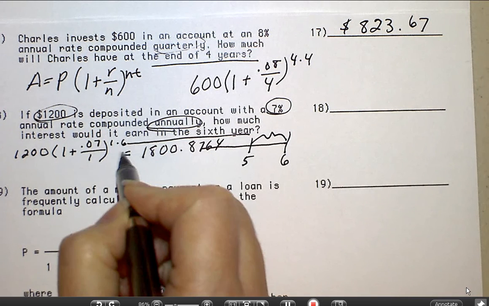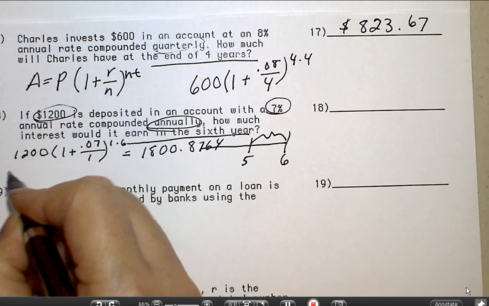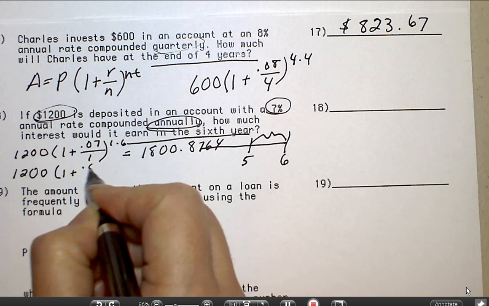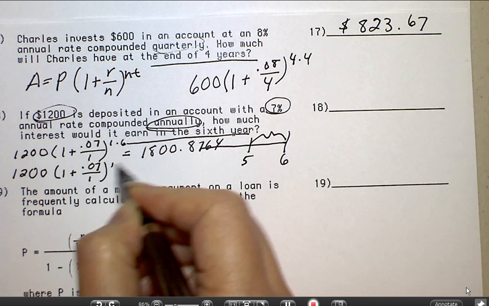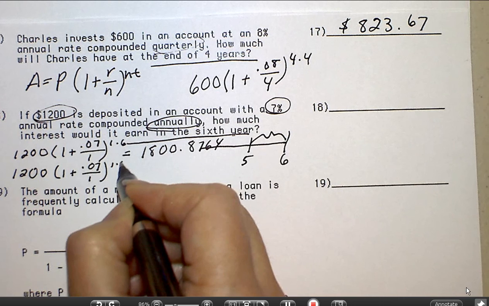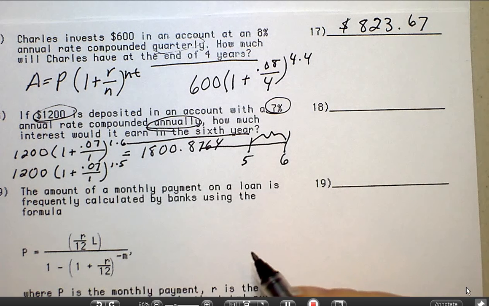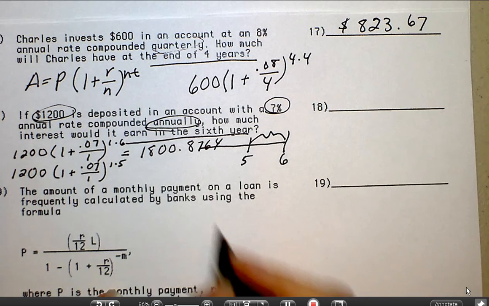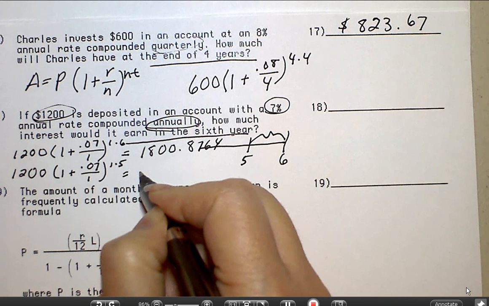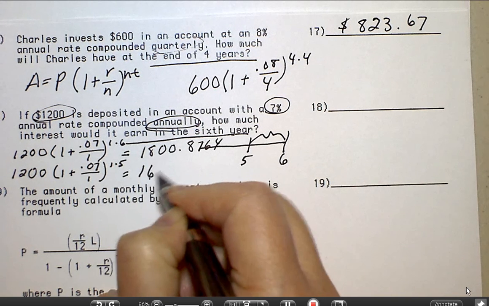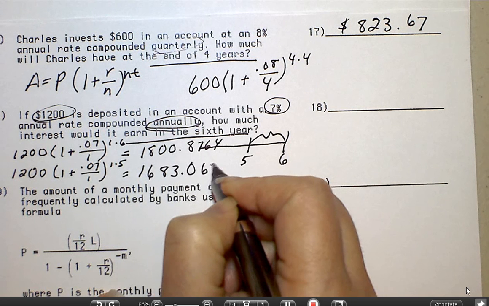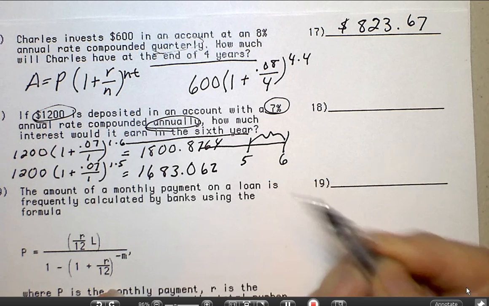So it's the same exact thing, except I'm going to change that 6 to a 5. Now plug that into your calculator and see what you get. Did you get what I get? I got 1,683.062. And now we can subtract them.